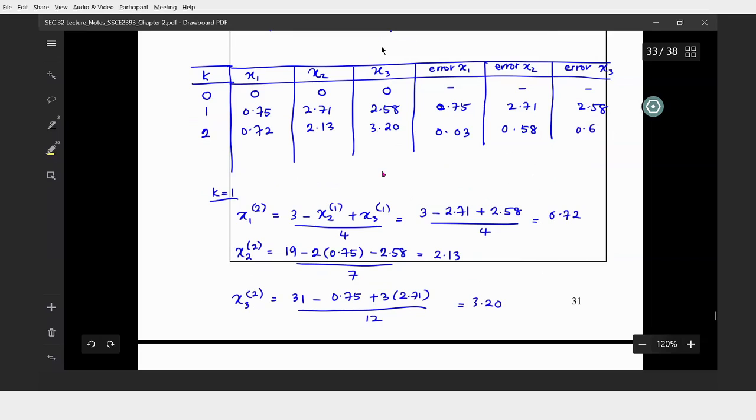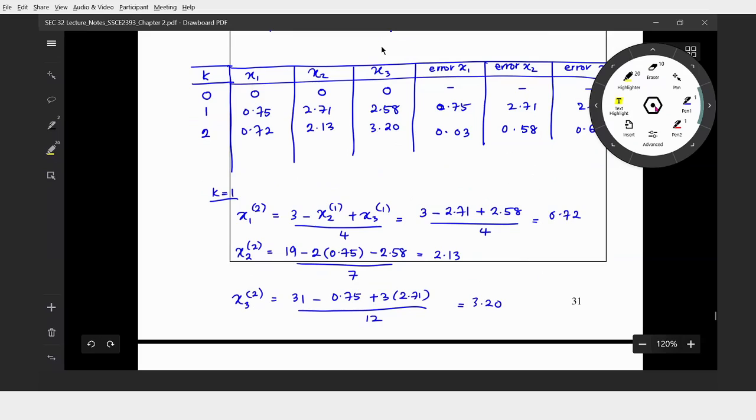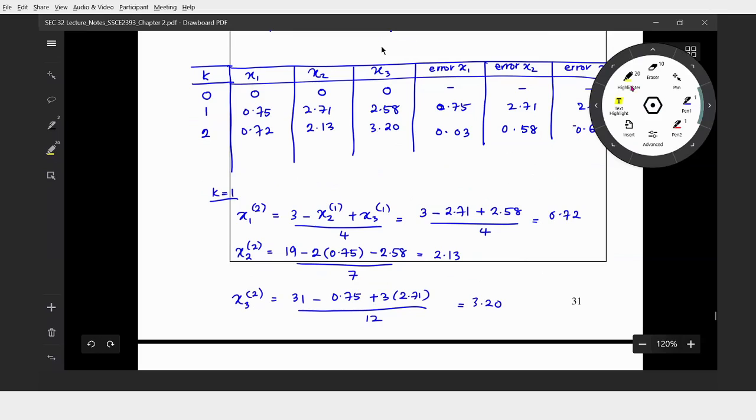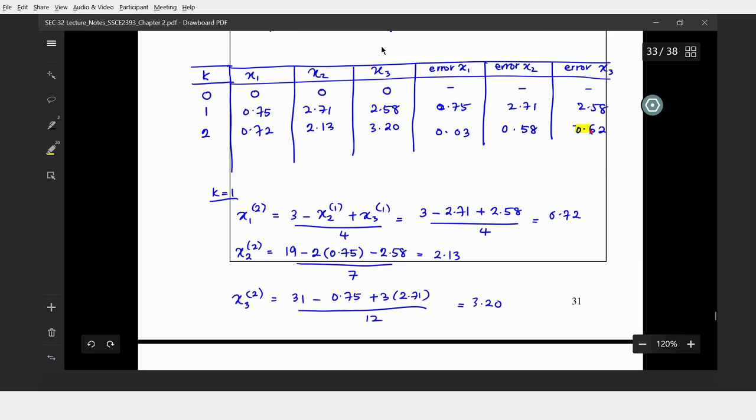is 0.62. So you still need to proceed, because the maximum of the error is this one. This one is the maximum, so this is way greater than the given epsilon. So you still need to proceed on the first iteration. That one is the maximum, 2.71.